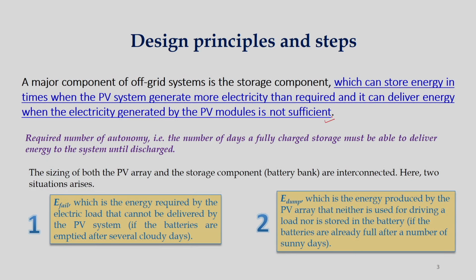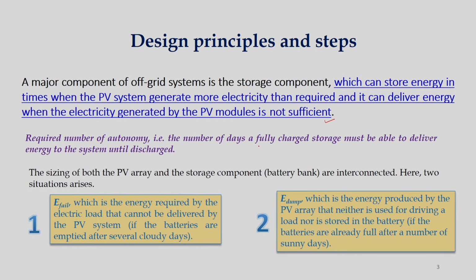So, we must know how many days we need to store that much generated energy. For that, we must know the required number of days of autonomy, which means the number of days a fully charged battery or storage system must be able to deliver energy to the system until discharge. As I said, the PV array, which is composed of many modules, and the storage components are interconnected.